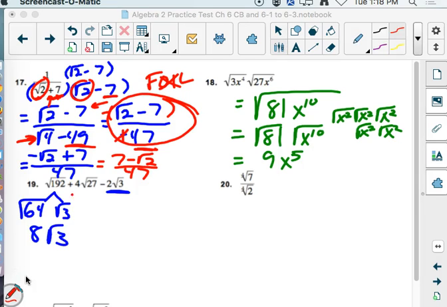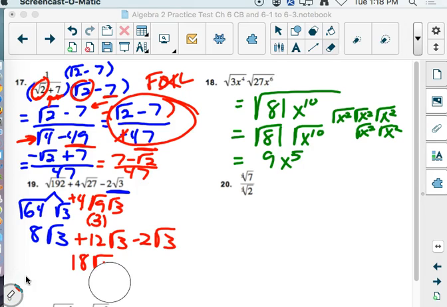Then for the 27, we have a 4, and that'll be the square root of 9 and the square root of 3. Well, the square root of 9 is going to be 3. So 4 times 3 will give us plus 12 square roots of 3, and then minus 2 square roots of 3. And now we have like radicals. They all have the square root of 3. So 8 of them plus 12 of them is 20, and 20 minus 2 will give us 18 square roots of 3. Like radicals.